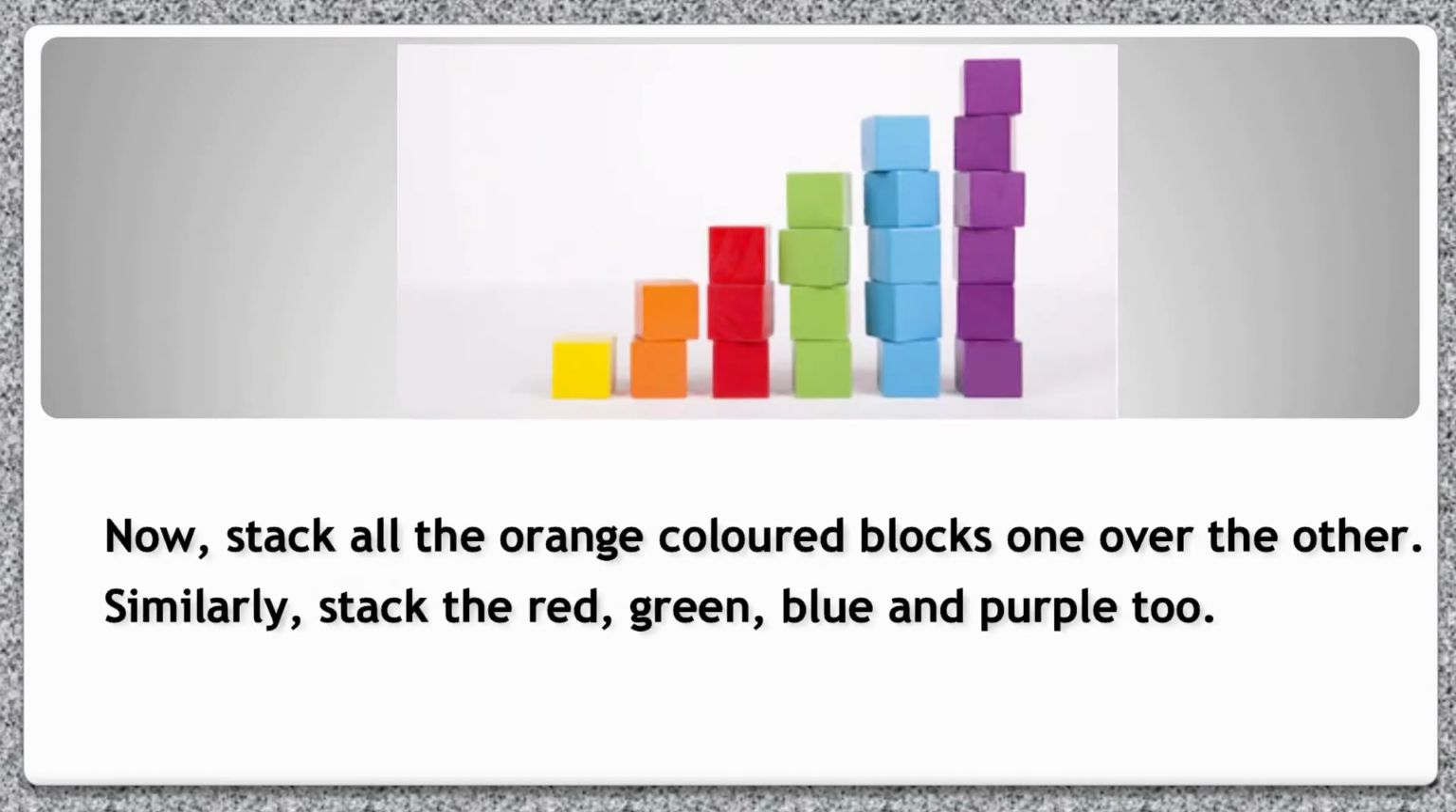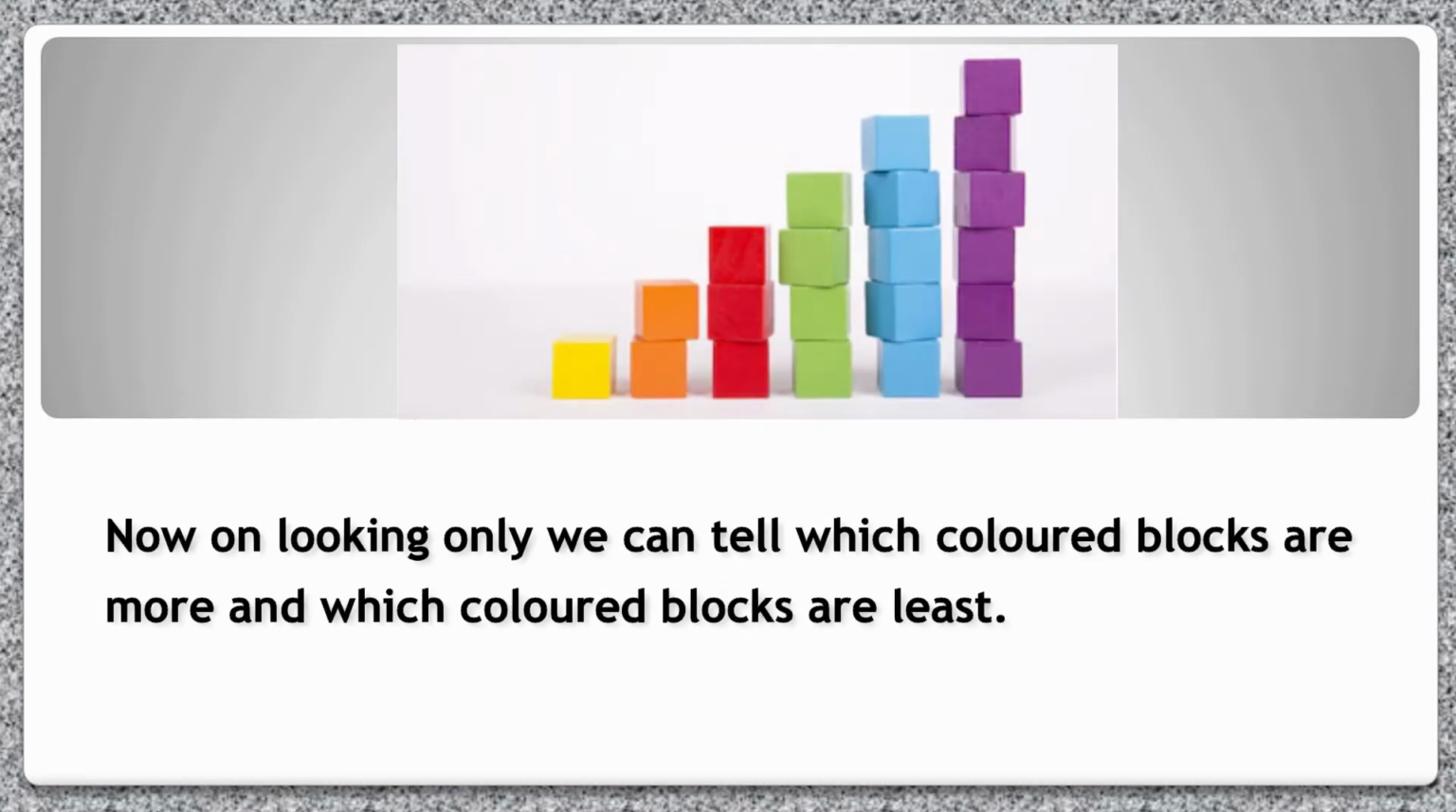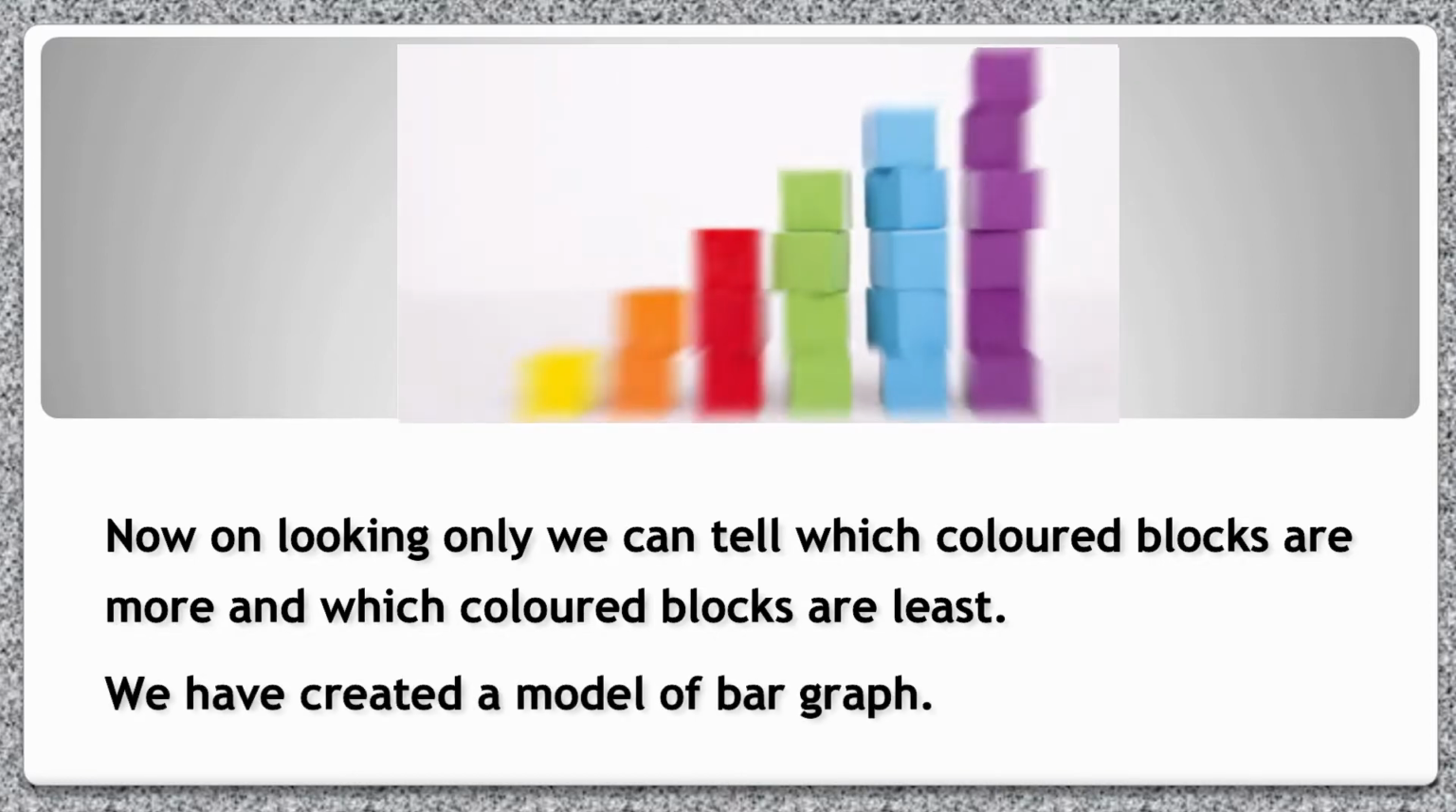Now stack all the orange colored blocks one over the other. Similarly, stack the red, green, blue and purple too. Now on looking only, we can tell which colored blocks are more and which colored blocks are least. Dear children, we have created a model of bar graph.